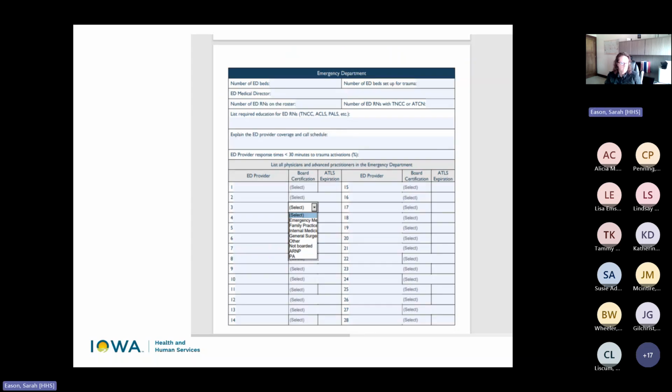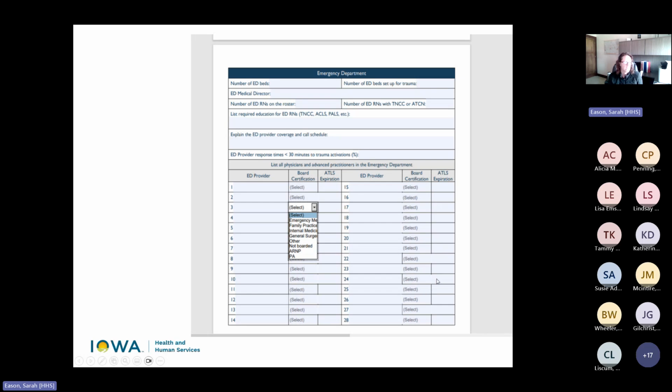The next page of the SACA, also pretty self-explanatory: number of beds, who your ED medical director is, your nurses on the roster, how many of them have TNCC or ATCN, your other required education, and the ED provider coverage. So even if this is out of house, if we have 24/7 on call, if we use an APP from 2300 to 07, just really a nice description of how your emergency department is covered.